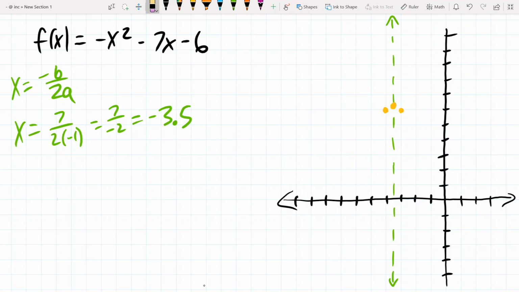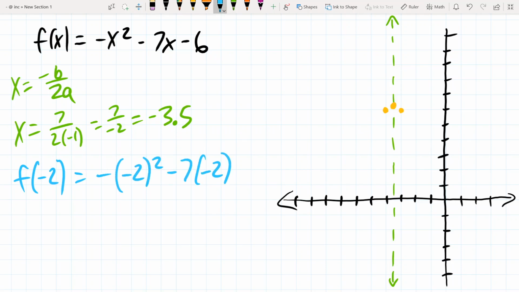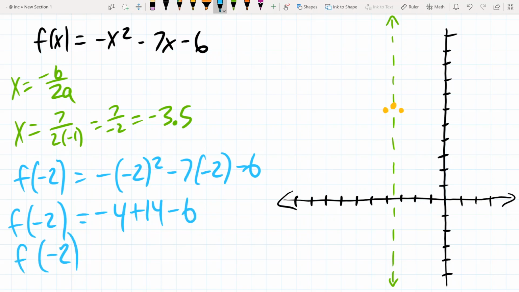So what we found here was -3 and -4. So let's go out to -2 and -5 this time. So I'll use -2 in the equation. So let's find f of -2. So again, it's -2 squared minus 7 times -2 minus 6. So -2 squared is 4, but then we make it negative. Plus 14 minus 6. Let's see if we come out with 0.